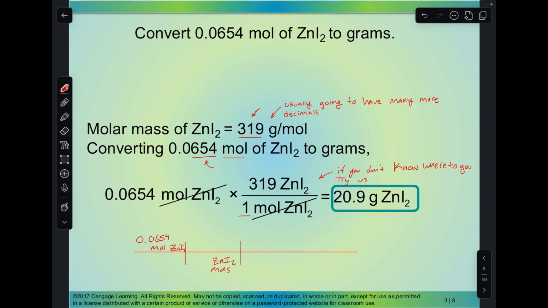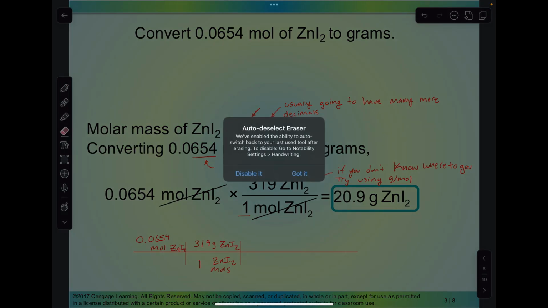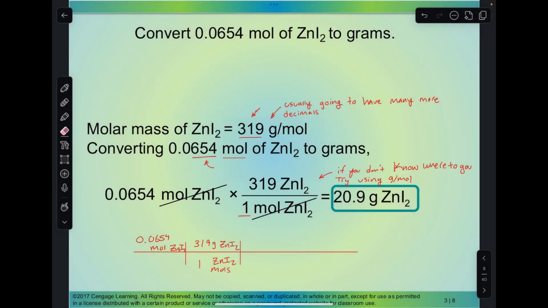try using grams per mole. And so we're going to use grams per mole here, and we have 1 mole, and then we have the molar mass up here, 319 grams of ZnI2. And so we have the grams of ZnI2, we have the molar mass of ZnI2, and that's all we need.